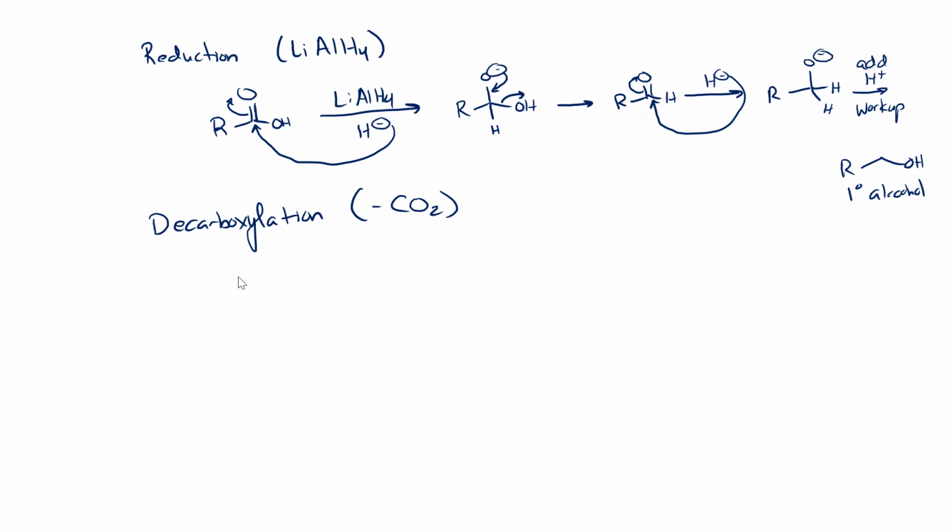Decarboxylation is a kind of a subset of reactions. It only happens for a particular type of carboxylic acids, and that's when you have beta carbonyl carboxylic acids. Okay, so what does that mean?